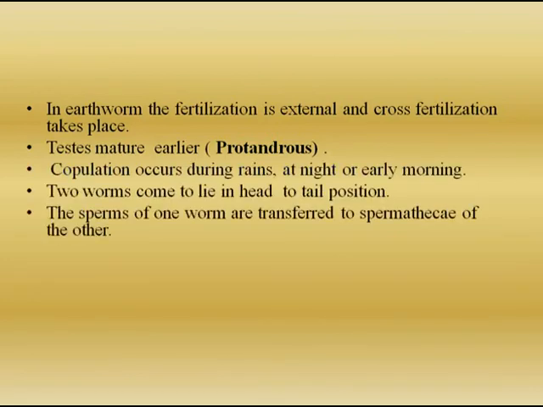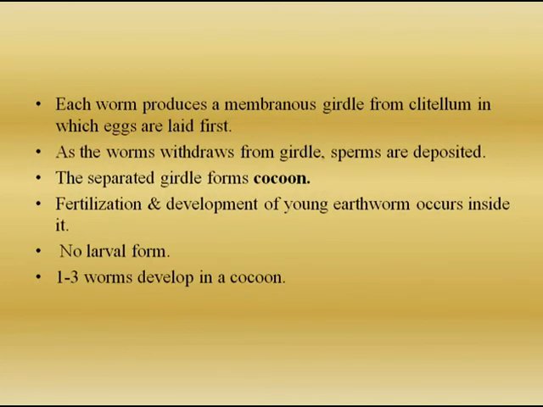What happens in copulation? Two worms come to lie in head to tail position. The sperms of one worm are transferred to spermatheca of other. The worms separate in about an hour. Each worm now produces a membranous girdle from clitellum in which eggs are laid first. As the worm withdraws from girdle, sperms are deposited. The separated girdle becomes oval and closed. It is called cocoon. Fertilization and development of young earthworm occurs inside the cocoon. So, larval stage is absent in the development of earthworm. In a cocoon, 1 to 3 worms are developed.